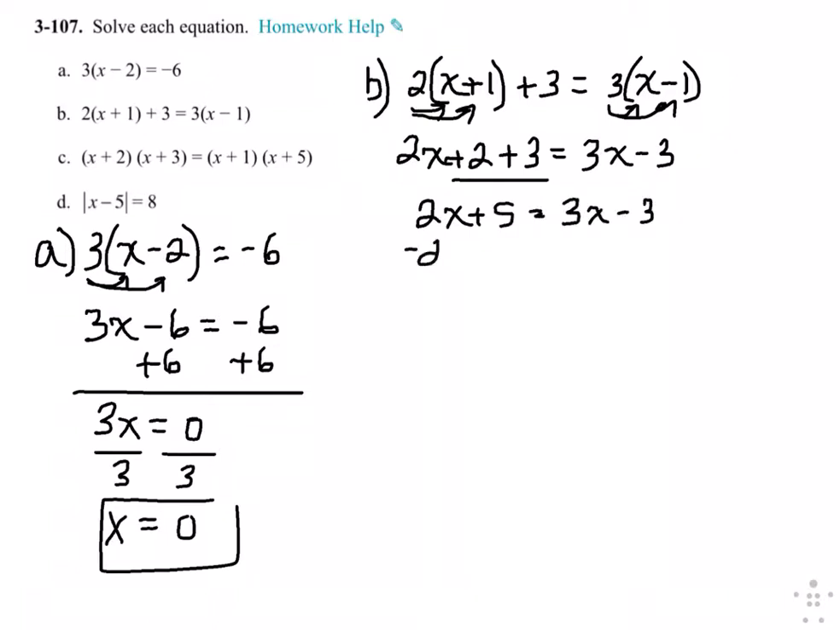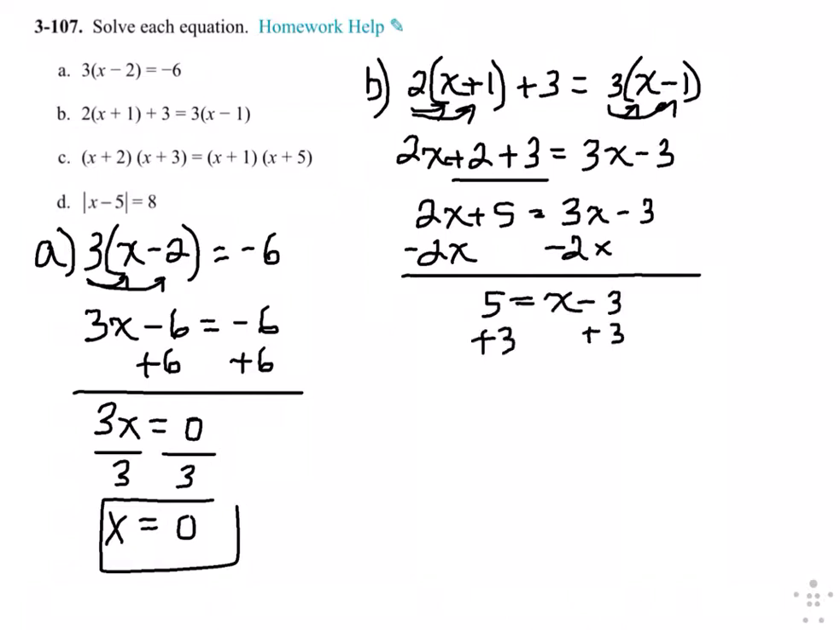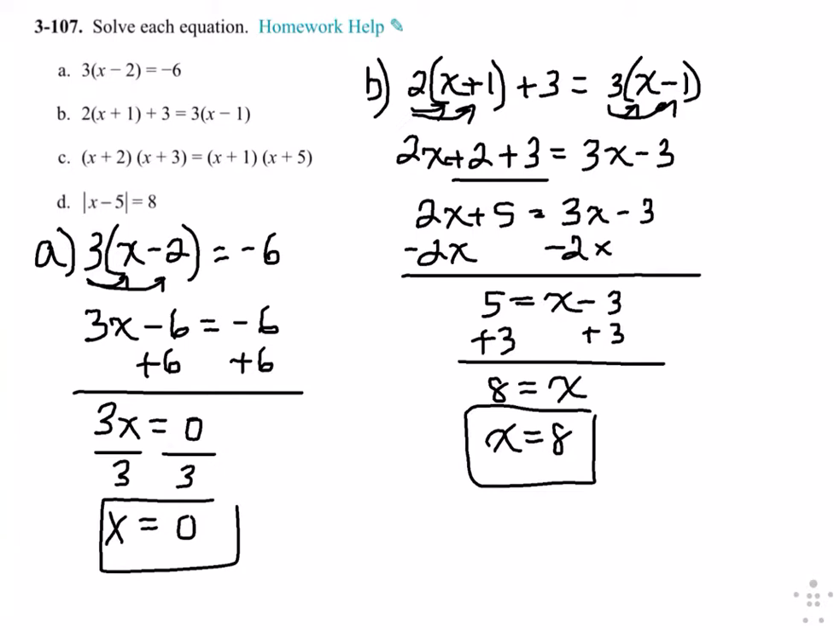We subtract 2x from both sides, and we get 5 equals x minus 3, and we add 3 to both sides, 8. So x equals 8 for B. Okay, for C, let's make some space.